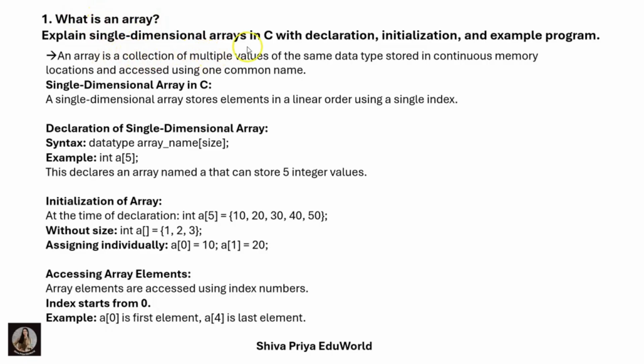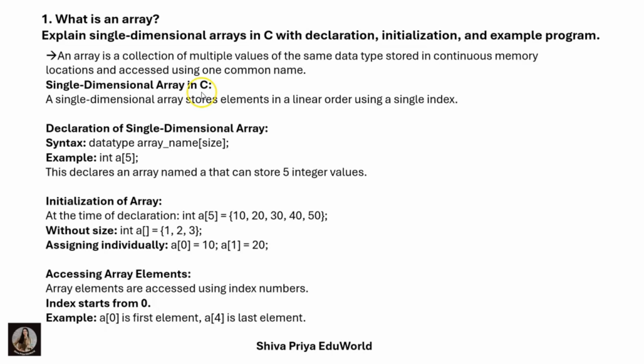An array is a collection of multiple values of the same data type stored in continuous memory locations and accessed using one common name. As you can see here, it is an array of 5, in which I have stored some numbers. You can observe that the same data type, integer type of value, is stored in the array. Same data type stored in continuous memory locations and accessed using one common name. By taking the index of a value, I can easily access that value. Clear? This is an array.